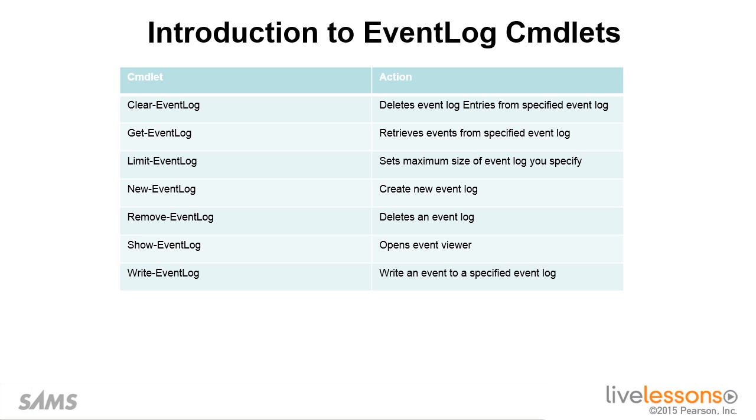So some of the key event log cmdlets that you are going to work with are shown here on the screen. Clear-EventLog is going to delete every single event log entry from the specified event log. Get-EventLog will actually retrieve the different events from an event log that you specify. Limit-EventLog can be used to set the maximum size of an event log. New-EventLog can be used to create a new one. Remove-EventLog will actually completely delete an event log.